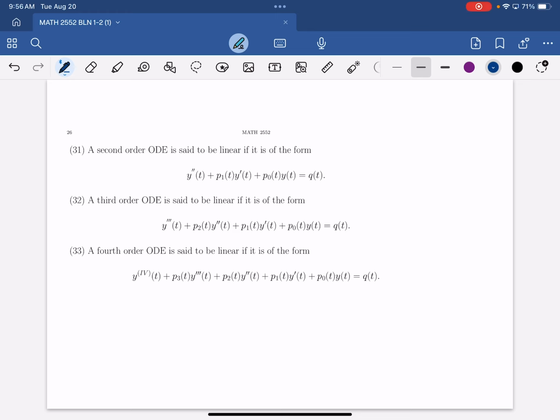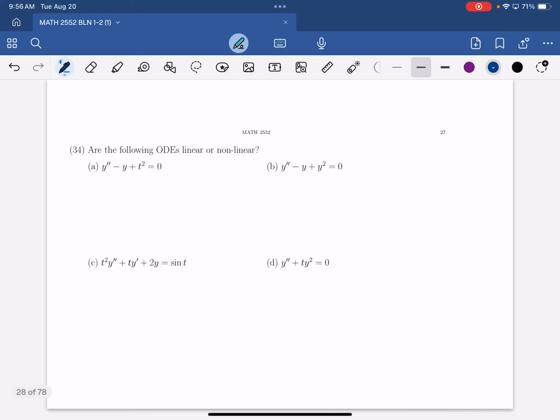Again, you can see that the coefficient of y double prime is 1, p1 of t is the coefficient of y prime, p naught of t is the coefficient of y, and the right side is purely in terms of t, not in terms of y at all. Does that make sense? And so on and so forth. If it is not in that form, then it will be a second order non-linear ODE.